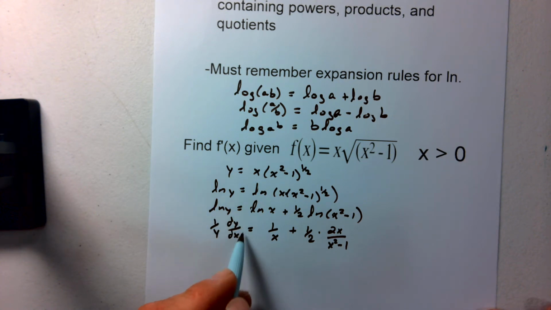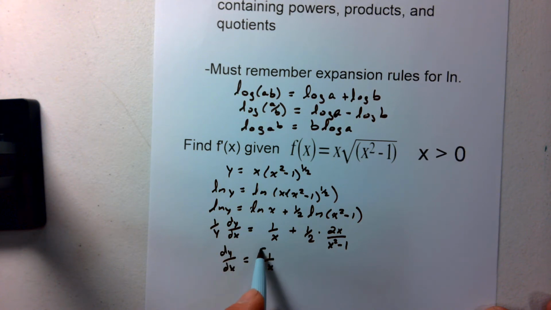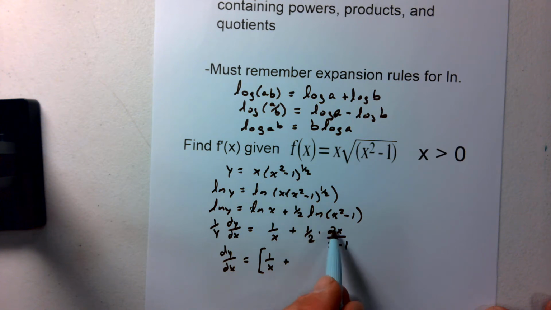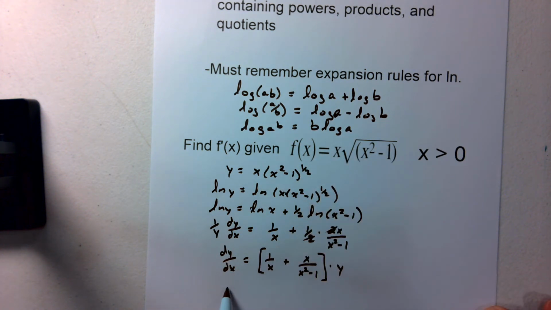Now what we're going to do is get dy dx by itself. In order to do that, we're going to multiply both sides by that y. So I get dy dx is going to equal, I'm going to put this nice bracket, 1 over x plus, here we can clean this up, our 2's cancel each other out, so we have x over x squared minus 1 times our y. But we know that y is the original function.